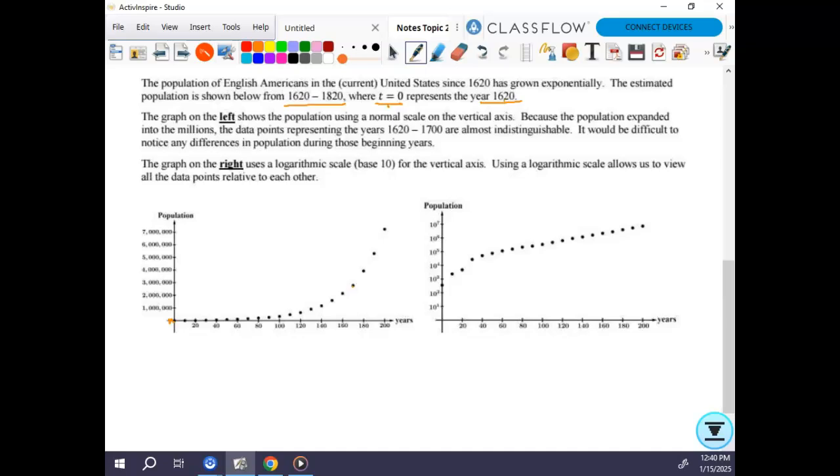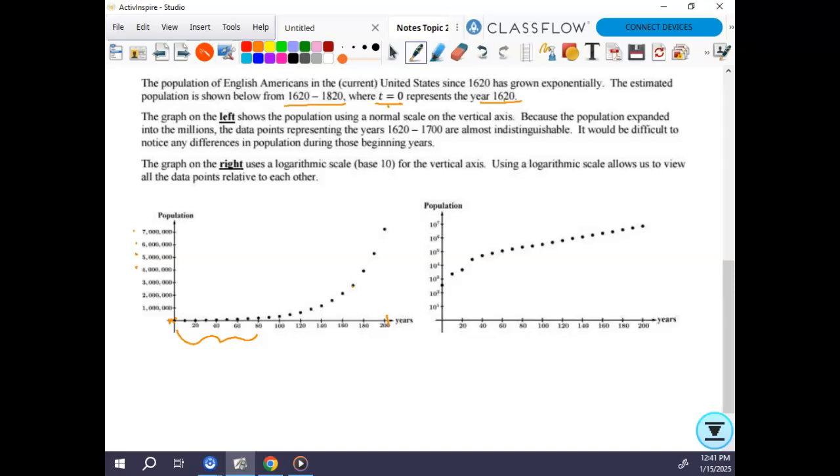Okay, so the graph on the left shows the population using a normal scale you'd be used to. We went from 0 to 200 years, and we got 1 million, 2 million, 3 million, 4 million, 5, 6, 7 million, just like you would put on a y-axis, no big deal. Exponential looks exponential. And you can tell that from 1620 to 1700, so like right here, you can't really tell that there was a change. It almost looks like at the beginning it wasn't changing at all, right? Which maybe that was the case, but it's actually not.